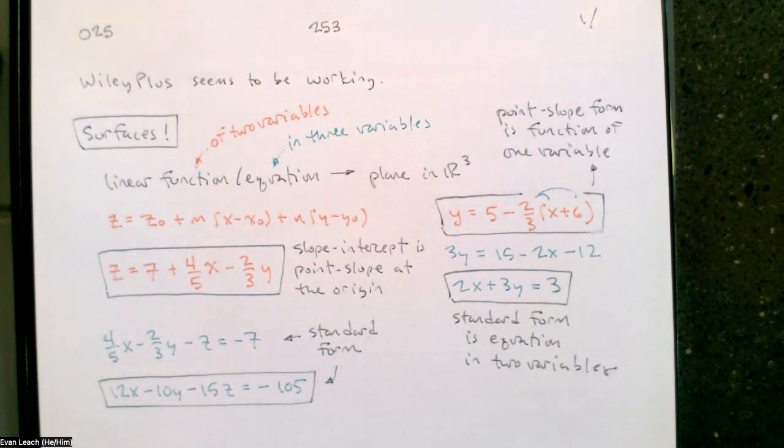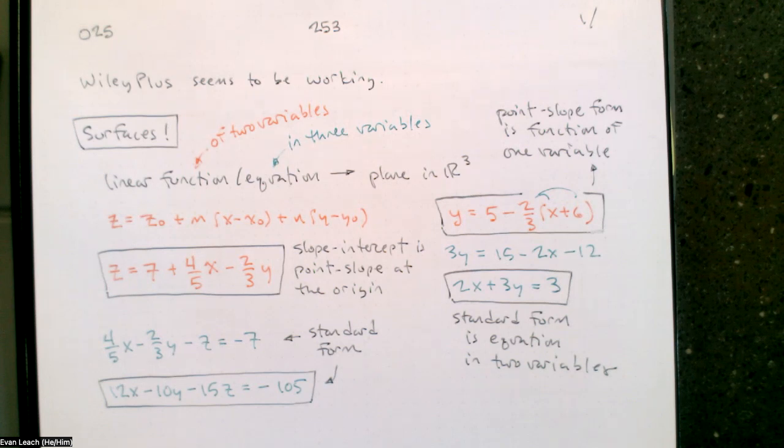So if we have a function of two variables, we know we're going to have a surface in R3, but we want to note that there are still three variables running around. When we write our function of two variables, there's still the dependent variable. So there are three variables running around. So we could more generally describe this as an equation in three variables.